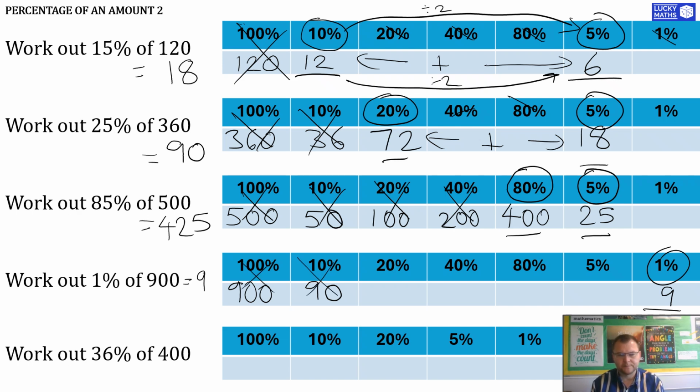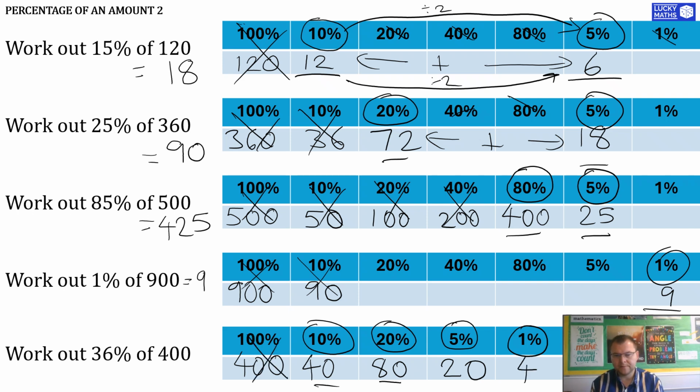36%. I've slightly modified the table here, just so there's space for me to be here on the video. 10% of 400 would be 40. We'll double that. 20% is 80. If I half the 10%, half of 40 is 20. And finally, if I divide 40 by 10, 1% is 4.